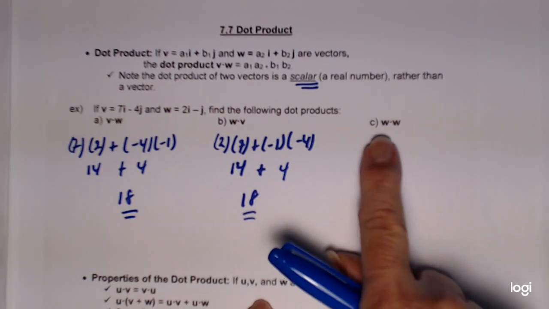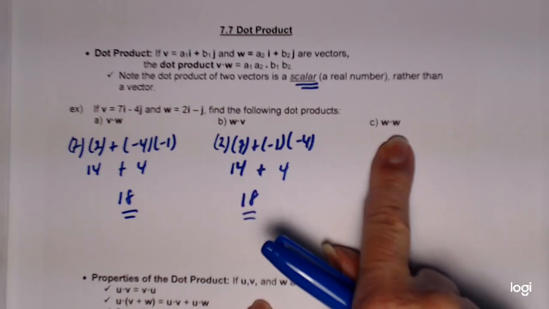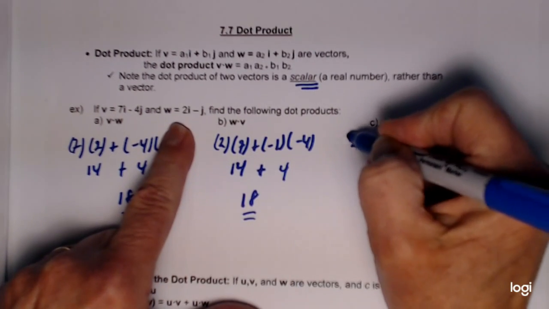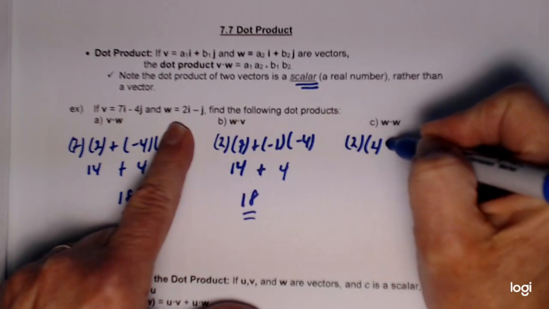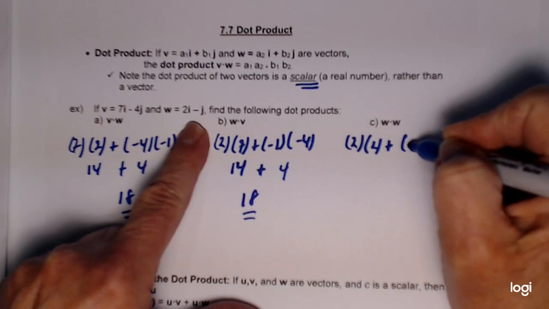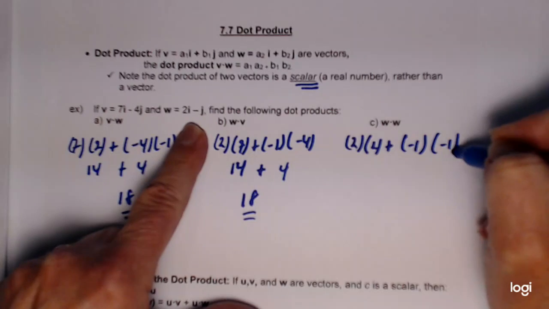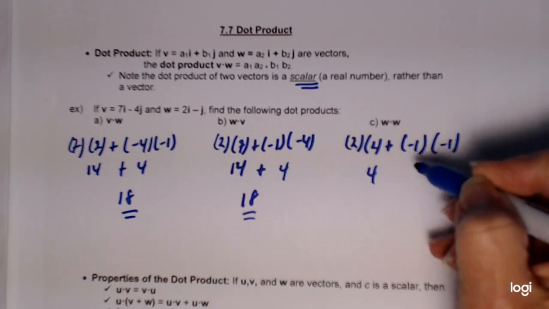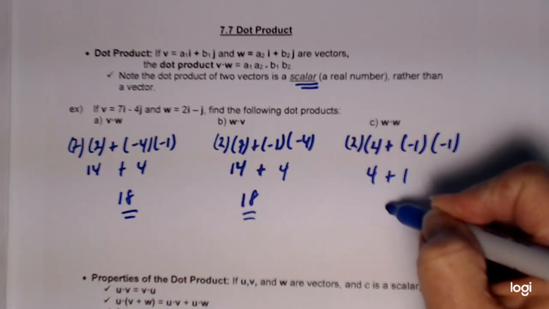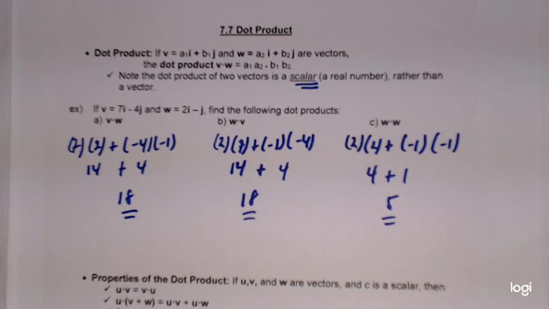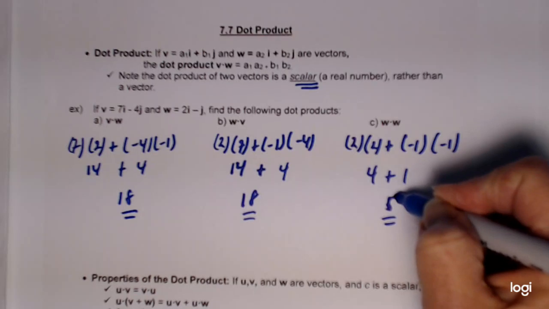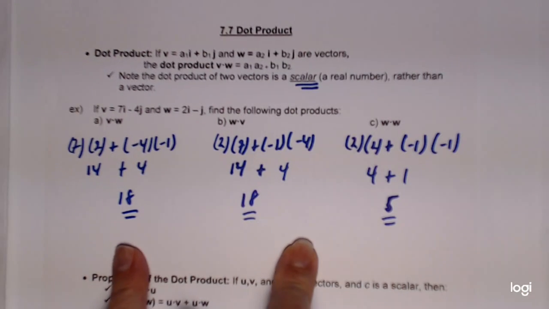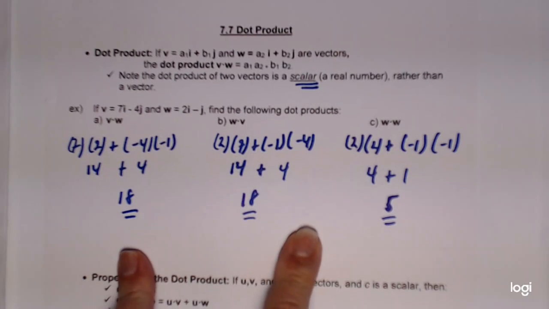Now, what about vector w dot vector w? So here we're looking at w, so it's going to be 2 times 2 plus -1 times -1. 2 times 2, we have 4. -1 times -1 is 1, and we get the answer 5. So I think you'll find that the calculation of a dot product is pretty straightforward there.